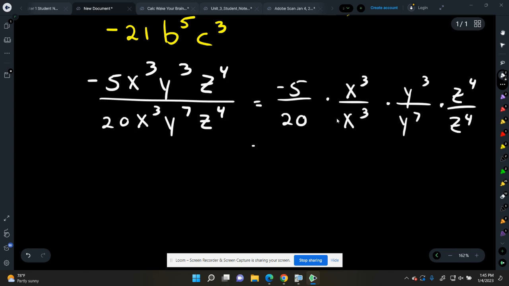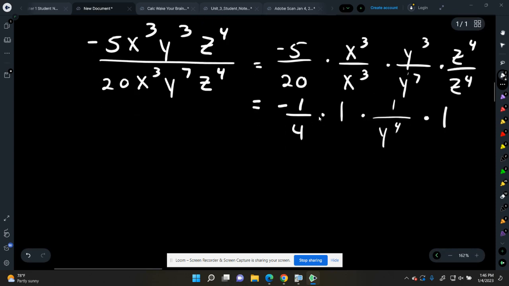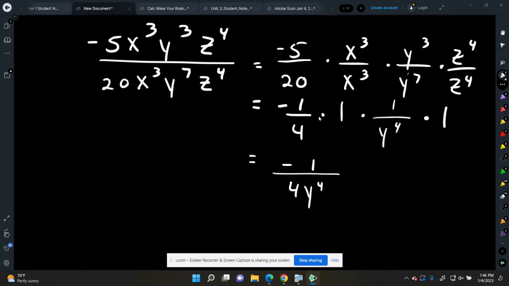Okay, so negative 5 over 20, what's that equal? Negative 1 over 4, good. Now we have x to the third over x to the third, so that's just going to be a 1. And then y to the third over y to the seventh. So we've got 3 y's on top and 7 on the bottom. So that means I'm going to be left with 4 on the bottom. And then the z's cancel out, that just becomes a 1. So going straight across the top, we have negative 1, straight across the bottom, 4y to the fourth. Okay.